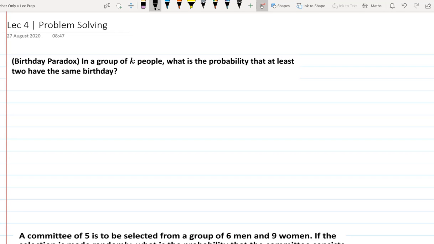Suppose you have k people. We are more than 100 people in this class. What is the probability that two people have the same birthday? How do you compute this? Where is the probability? What is the sample space? How do you approach this problem?